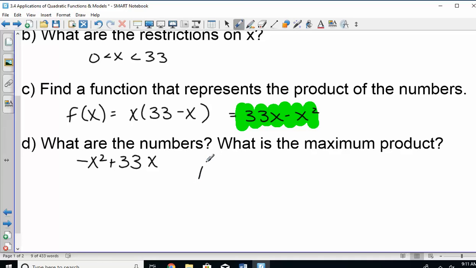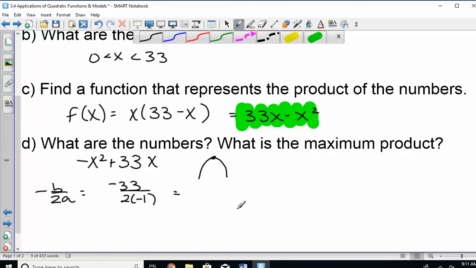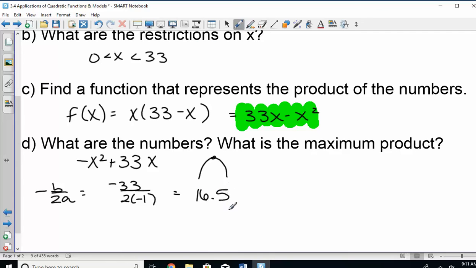Is it opening up or down? Down. So it has a maximum. How do you find that maximum? I'm just asking for the vertex. Opposite of b over 2a. So negative 33 over 2 times negative 1. So I get negative 33 over negative 2, or 16.5.